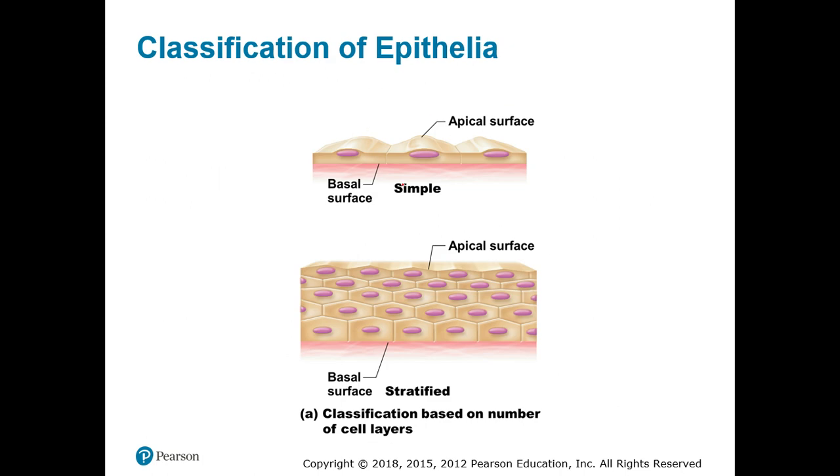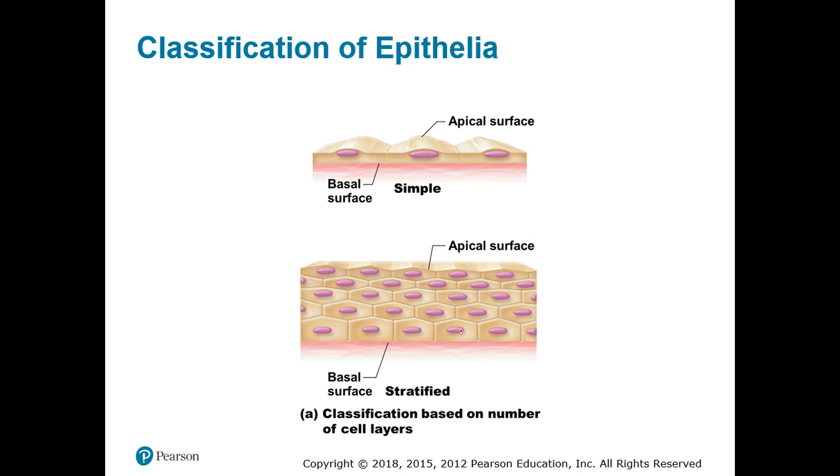So again, when I say simple, I mean that one single layer. Here's a picture of your apical surface. Apical surface, this is your free one that's not attached to anything. And here's your basal membrane or your basement surface. This is going to be the part that helps attach and hold down that tissue.